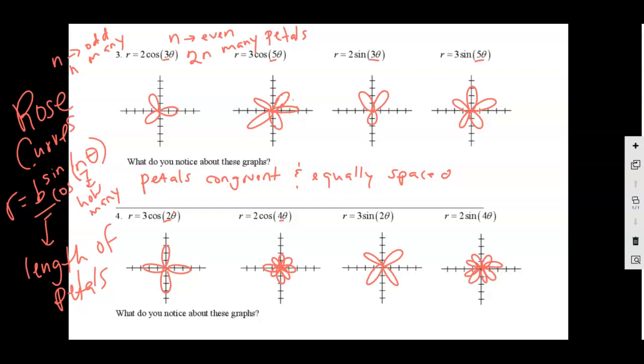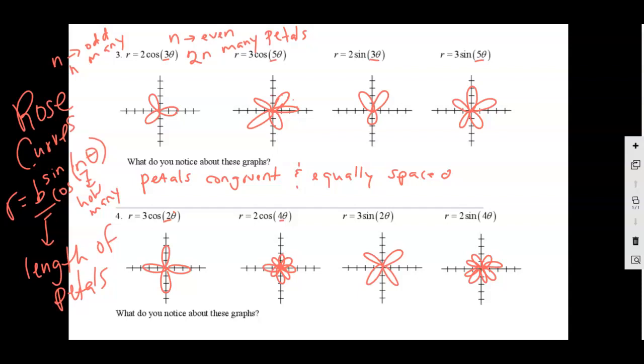So what do we notice about these graphs? The important takeaways: the coefficient out in front, that number, tells us the length of the petal. The sine or the cosine really tells us where the first petal is going to be. If you have a cosine graph, there will always be a petal on the right side of the x-axis. If it's a sine graph, sometimes you have a petal on the y-axis. Sometimes it's on the bottom side, sometimes it's at the top.